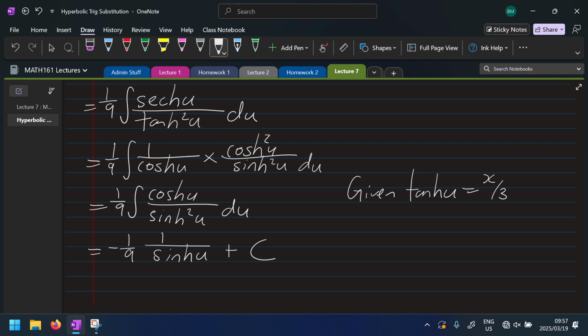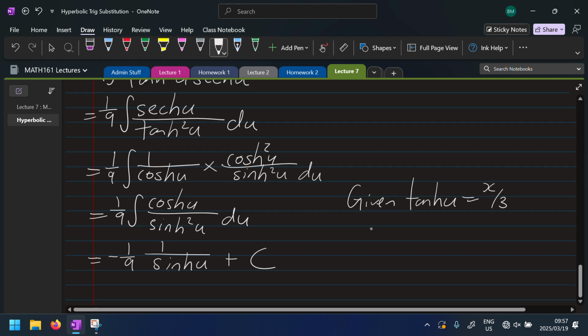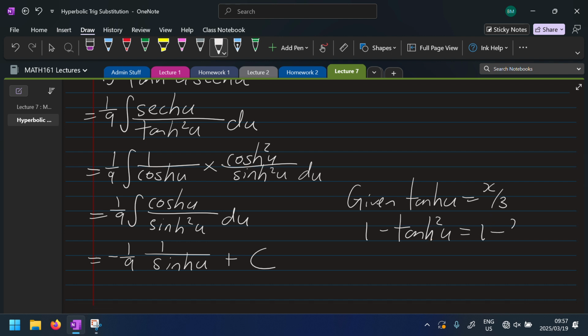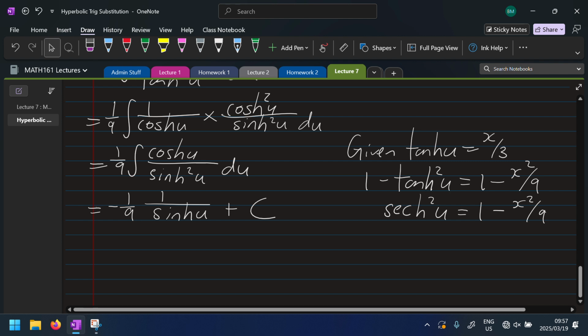So tanh squared, we can write that in terms of sech squared. Sech squared is 1 over cosh squared. Once we have cosh, we can then have sinh. A bit of an in-between step. So let's start with this. 1 minus tanh squared u is going to be 1 minus x squared over 9. If you don't know the identities, you're going to be completely lost with this. So please go over your identities. So sech squared u is 1 minus x squared over 9.